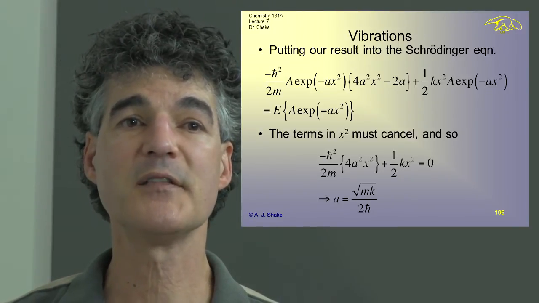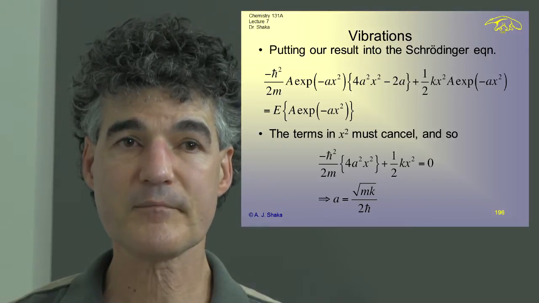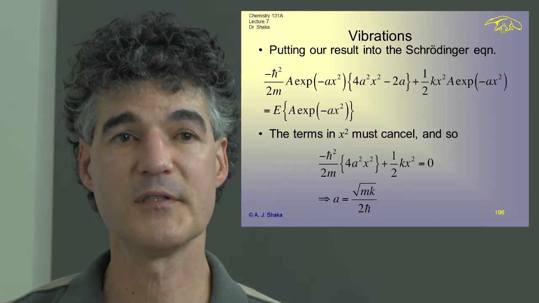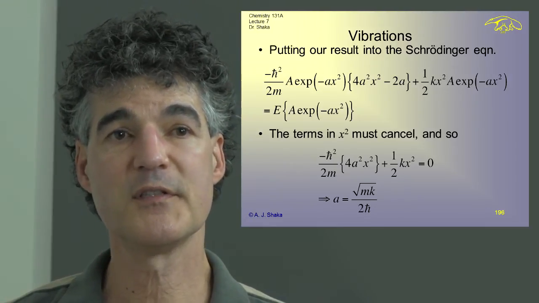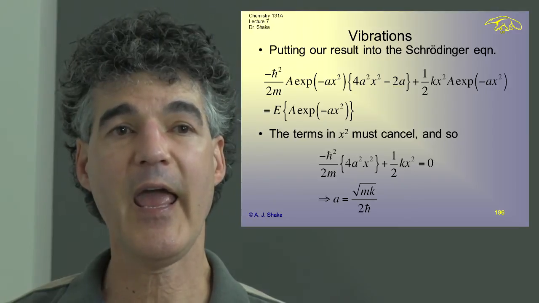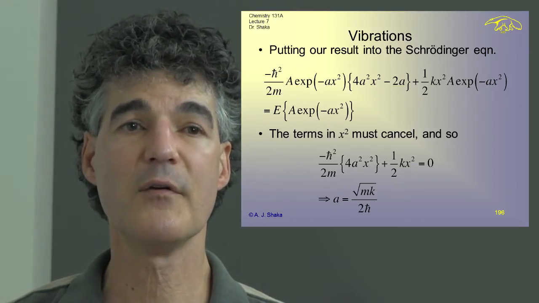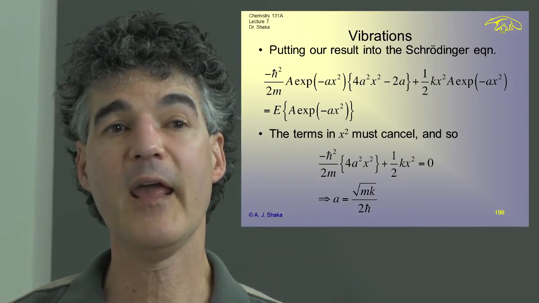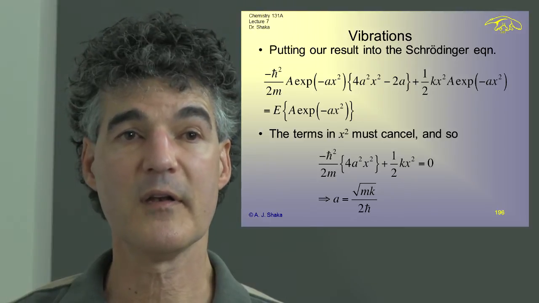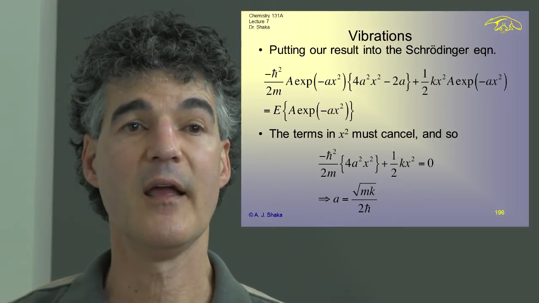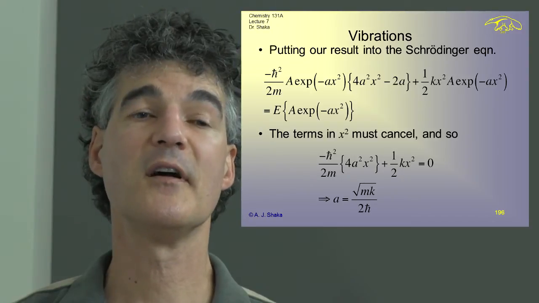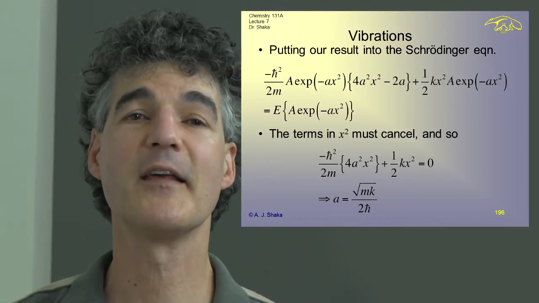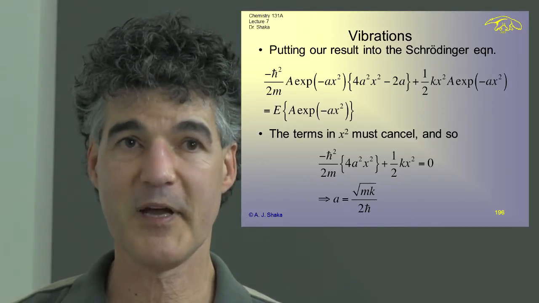That means that minus h bar squared over 2m times 4a squared x squared plus 1/2 k x squared is equal to 0. And for that to be equal to 0 for all values of x, little a has to equal the square root of mk upon 2h bar. And a, therefore, the exponential argument, has to do with the mass and the spring constant and Planck's constant. And boy, is that sweet, because this is quantum mechanics, and that's exactly the kind of behavior that we would have expected to see.